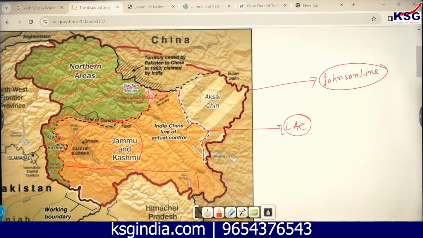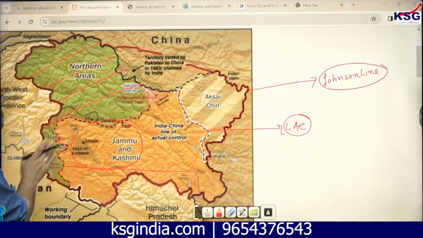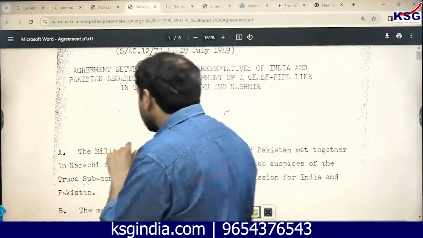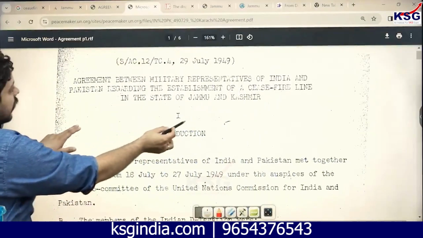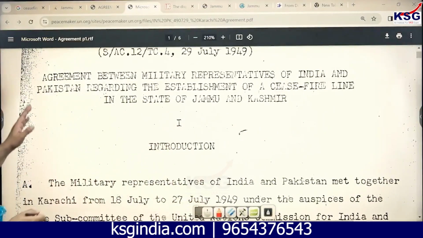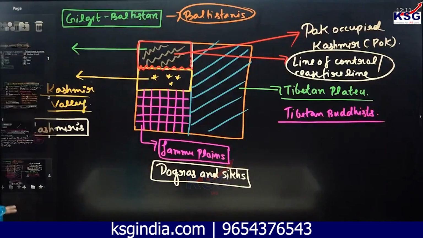The line which is running through these two areas between this and this is what is known as the line of control. Are we clear about this? Please take a look at this. This is a ceasefire agreement which basically marked the line of control. We're talking about an agreement which was signed on 29th July 1949, between military representatives of India and Pakistan regarding the establishment of a ceasefire line in the state of Jammu and Kashmir, right? So very simply speaking, what we're talking about over here is a ceasefire line.